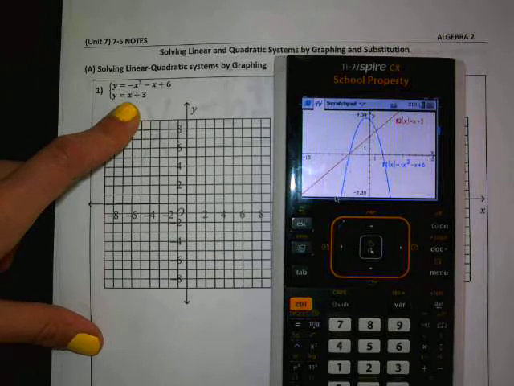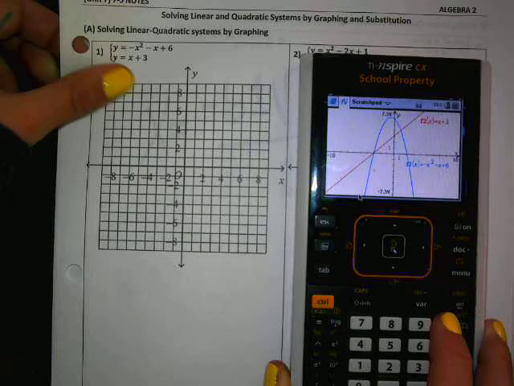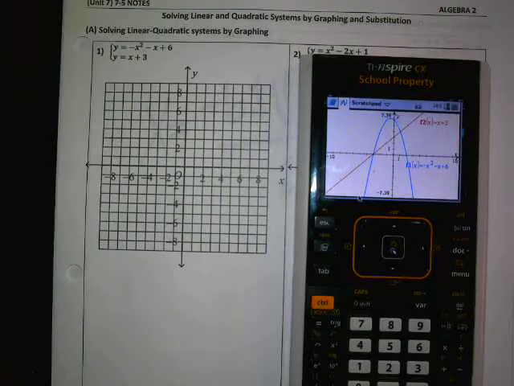I guess we have to find the point where they meet. Very good. Yes, the points where they intersect is what you're trying to find. So we are no longer looking for zeros. That is super important. When you have a system, you are finding points of intersection.